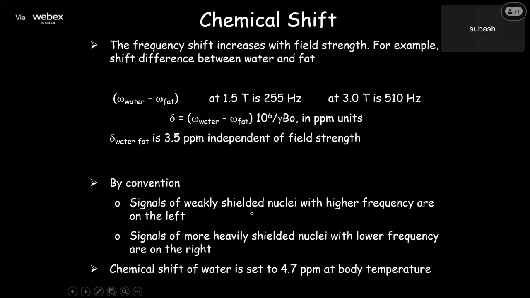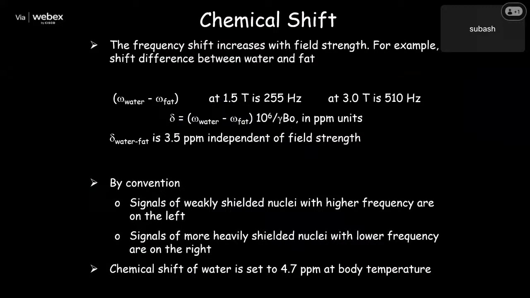By convention, signals of weakly shielded nuclei with higher frequency are on the left of the spectrum. Signals of more heavily shielded nuclei with lower frequency are on the right. So this is a convention when you look at the NMR spectrum. And the chemical shift of water in the tissue is set to 4.7 ppm at body temperature.